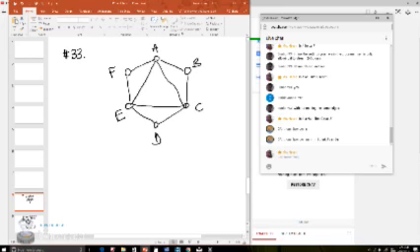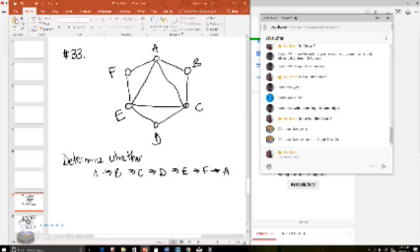Okay, it says determine whether the sequence of vertices is an Euler circuit. So determine whether, and then they give you this: A goes to B, goes to C, goes to D, goes to E, goes to F, goes to A, is an Euler circuit.